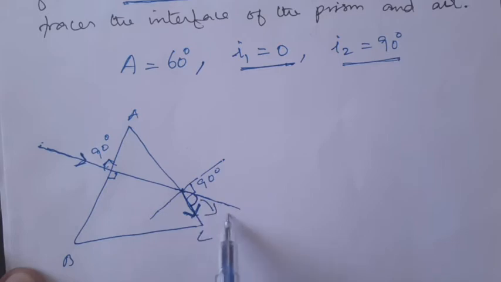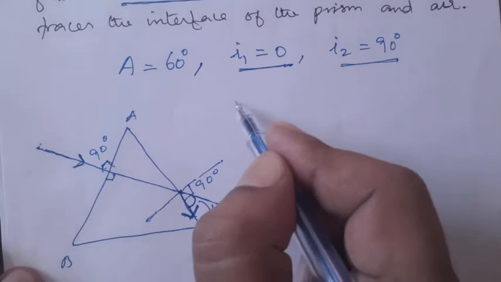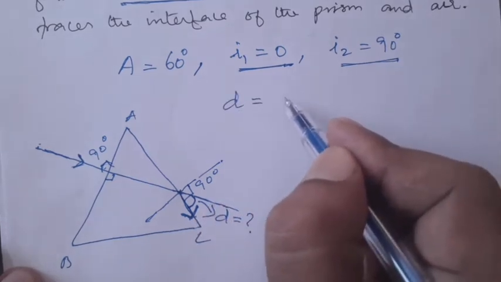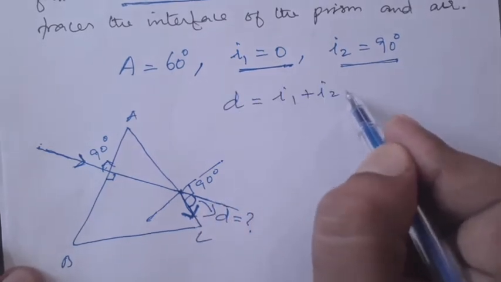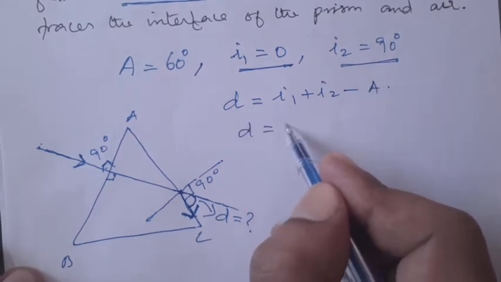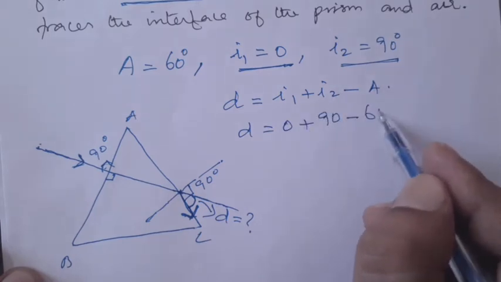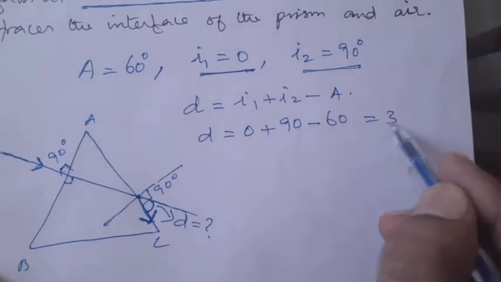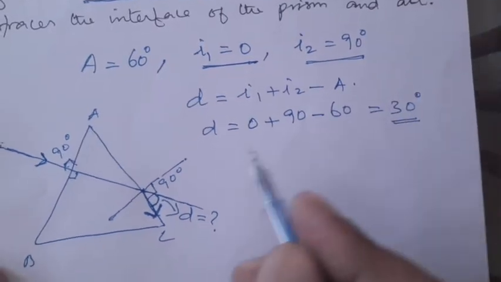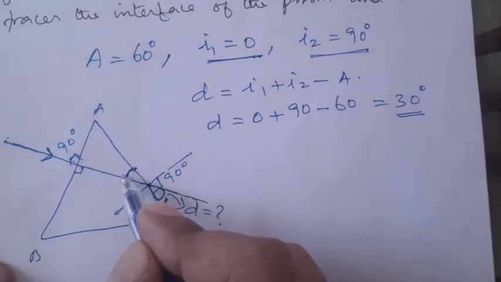So the deviation D we have to calculate from these parameters. D we know from our derivation, I1 plus I2 minus A, or D equal to 0 plus I2 is 90 minus A is 60, so equal to 30 degree. So our D value is 30 degree. If this is D, this also you can show as D. So this is 30 degree.